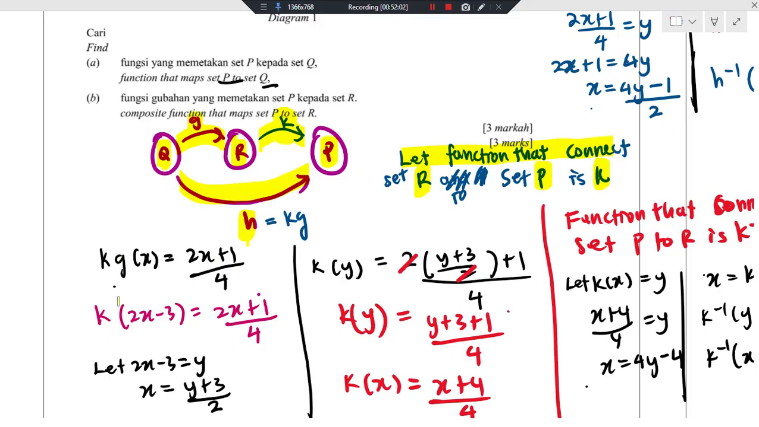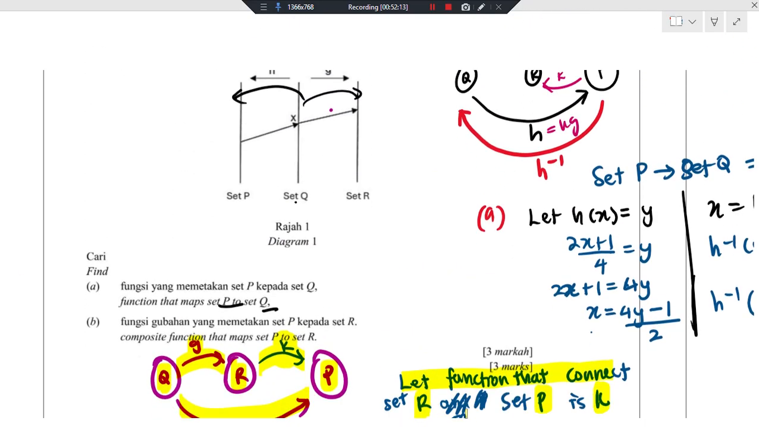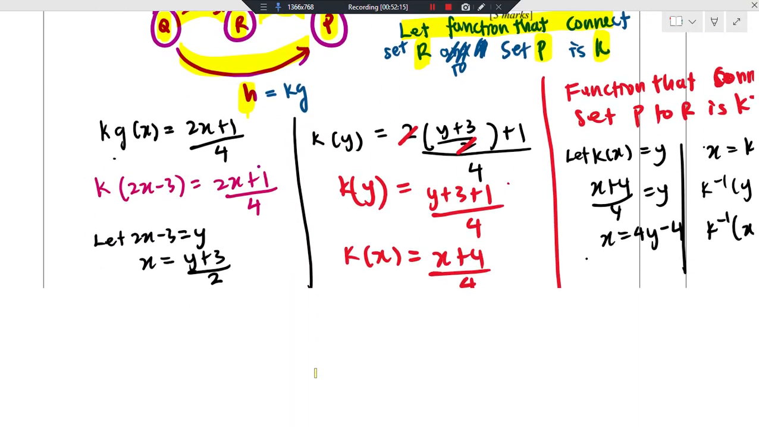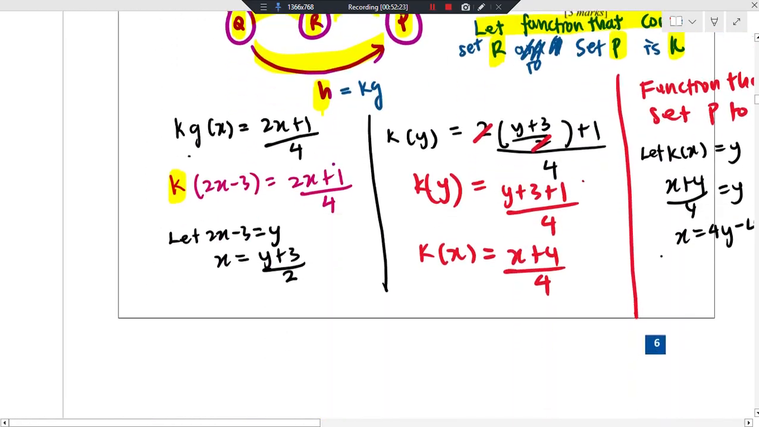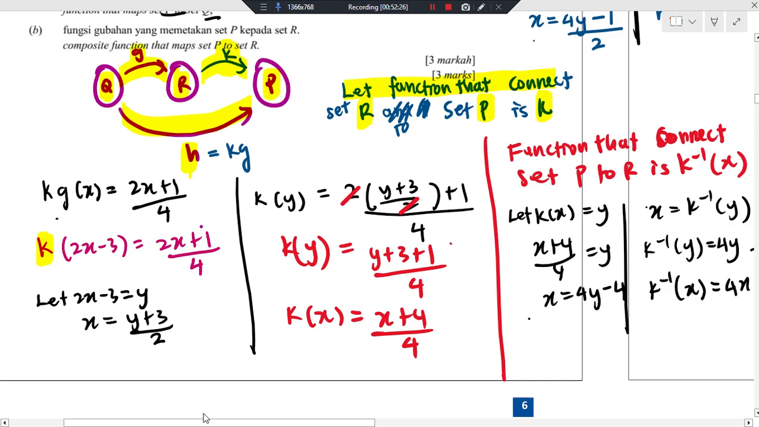Kita find your outside function here. So, what we will do. Gx tu saya ganti dengan 2x minus 3. And then, we maintain like this. And then, you let the 2x minus 3 equal to y. And from here, you cari x. Ganti dua-dua ni dalam equation. Okay. Faham? Okay, kita ganti, kita dapat kx. Tetapi yang itu adalah set R to P, while the question is asking you set P to R. So, if set R to P is K, P to R, K inverse lah kan? Jadi saya carilah inverse dia. And that is the answer.